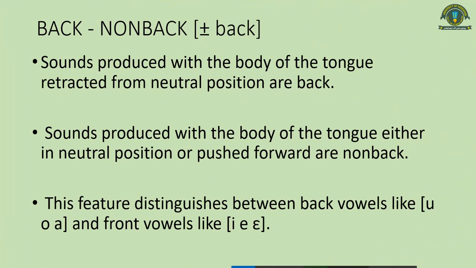Okay, now back or non-back, obviously when the back of the tongue is raised, so body of the tongue retracted from the neutral position are back sounds, when back part of the tongue will be raised. And you can see that all the sounds which are written at the back of the quadrilateral chart are included in this. So u, o and a, these are the back vowels, and front vowels are these e and a. So it means these three are minus back, and these three are plus back.